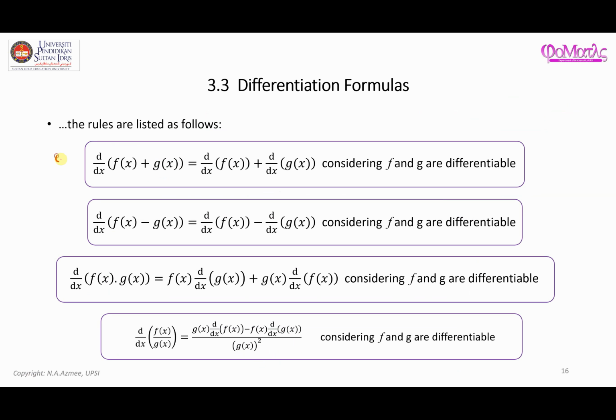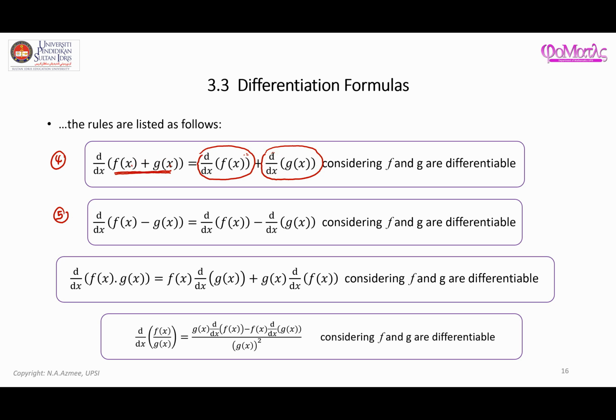Now, in the fourth rule given here, you can see that our function is made by adding two different functions. And if you are interested to find the derivative of this function, you can do it separately by considering the derivative for f of x. And then you can go on and consider the derivative for g of x. And then the answers can be added together at the end.